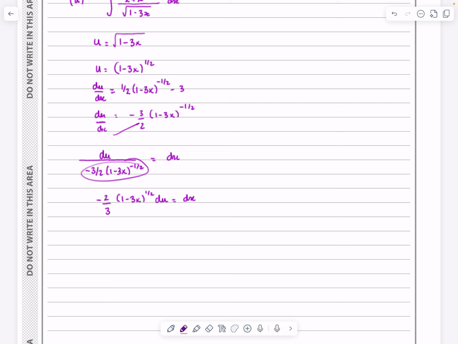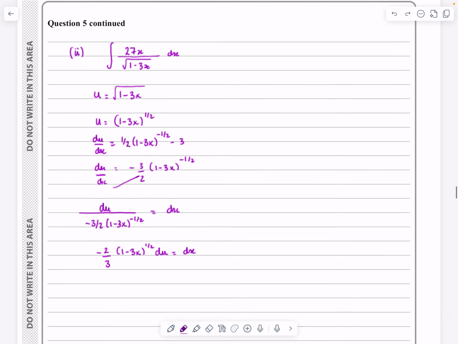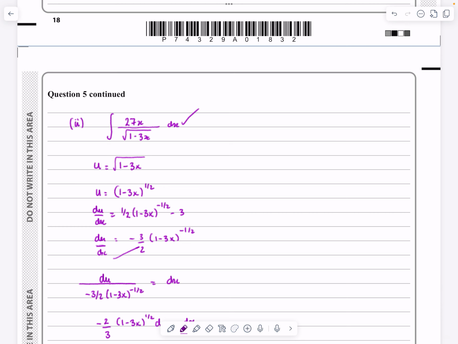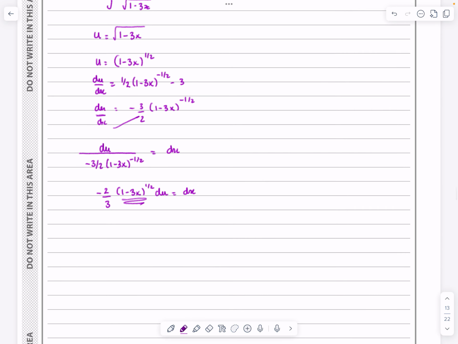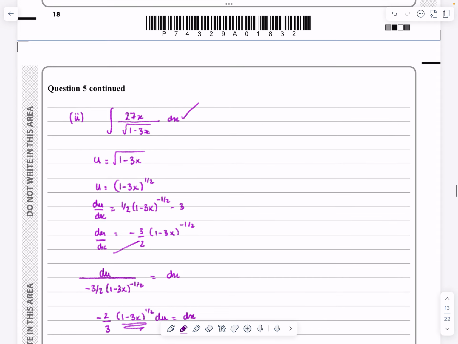So basically, because that was divided by, you can sort of flip it up there. But just have a look at what I've done there. Hopefully that makes sense to you as we're looking at it. So there's my dx bit done. Okay, so when I've got my dx bit done, look what I've got in here. 1 minus 3x to the half and a 1 minus 3x to the half. They are going to cancel each other out in a second.